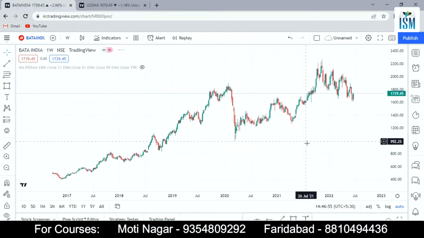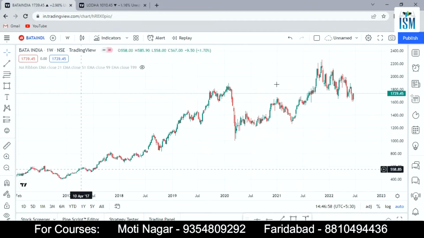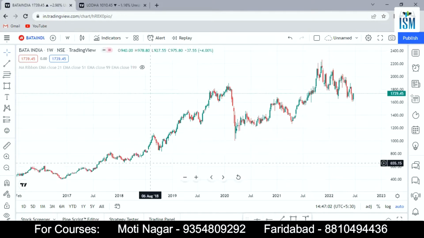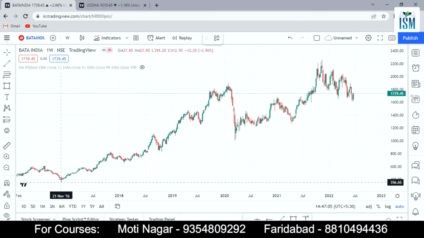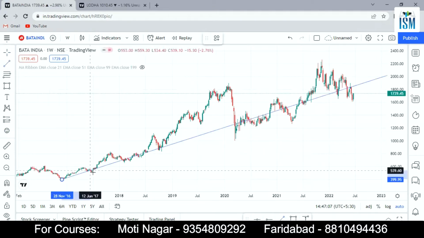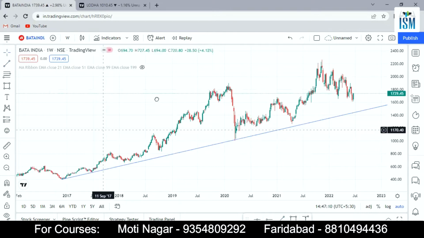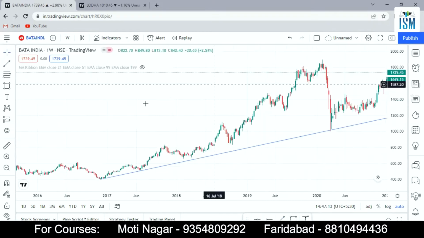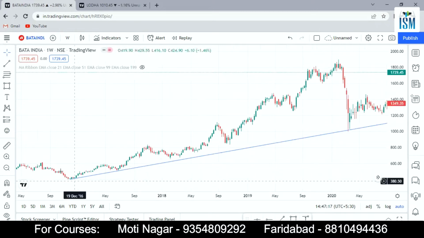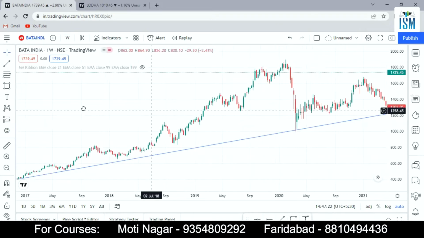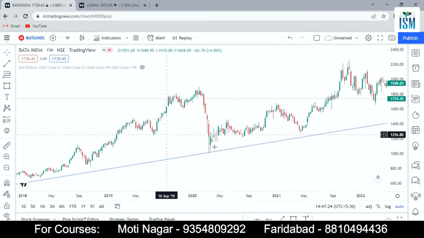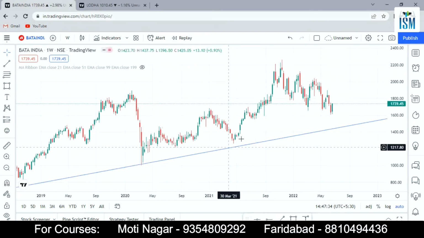Here, as you can see, Bata India was in an uptrend in a weekly time frame. In order to draw a trend line, a major trend line would be something like this. As you can see here, we had 2 points, one here and another one here. So we draw a trend line and it took support around 16 March 2020, right? Again, it came to that level only, took support and bounced back.